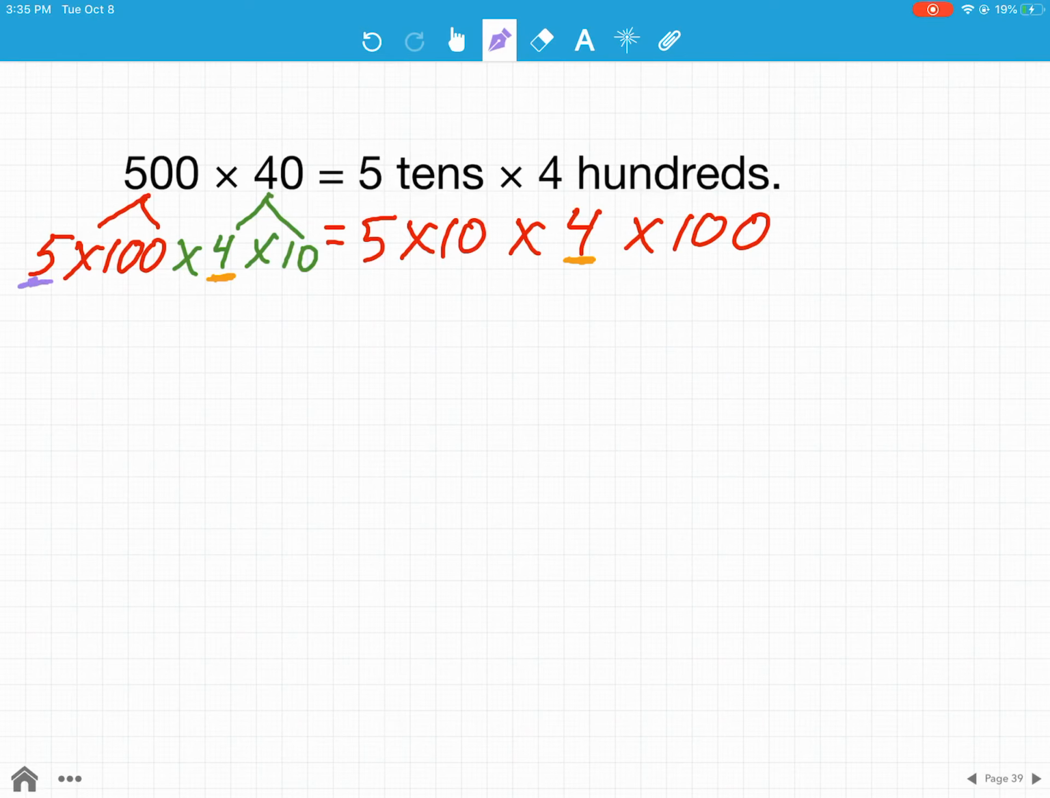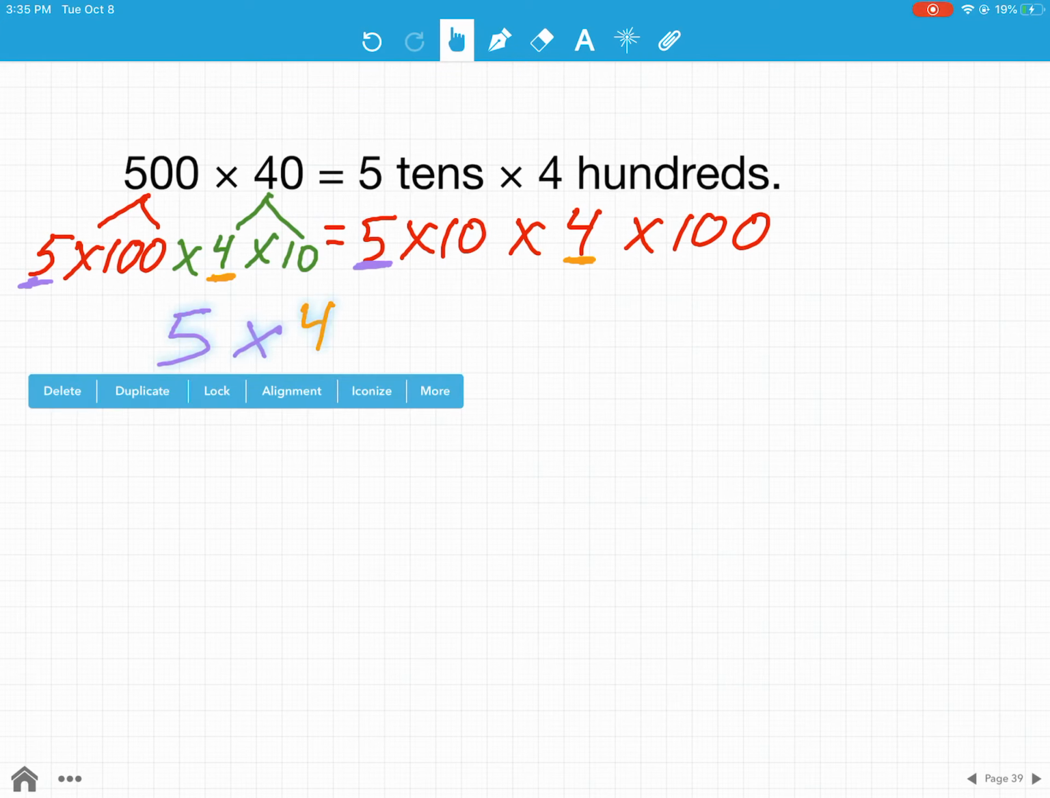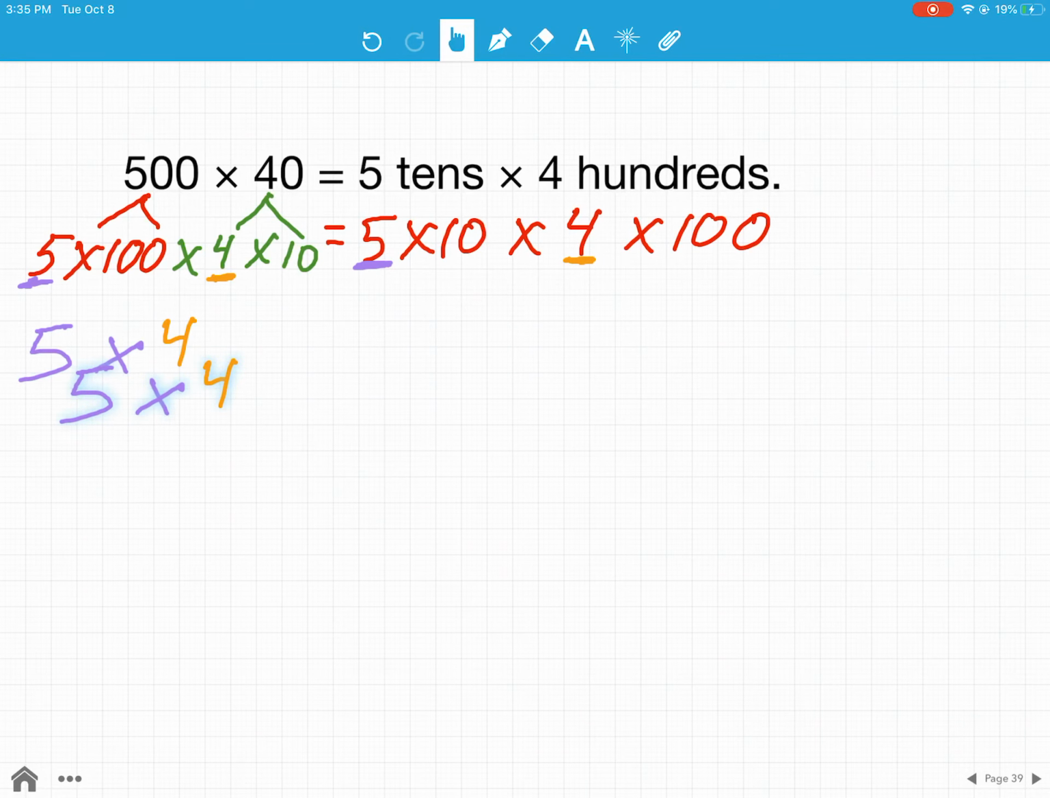We also have a 5 here and a 5 here. So I'm going to go ahead and take my 5. I'm going to multiply that times my 4 over here. Put them together over here. And hopefully you see that we can also do that over here.